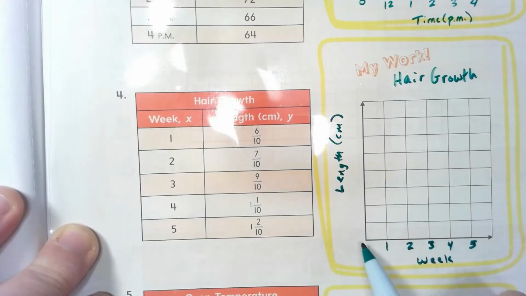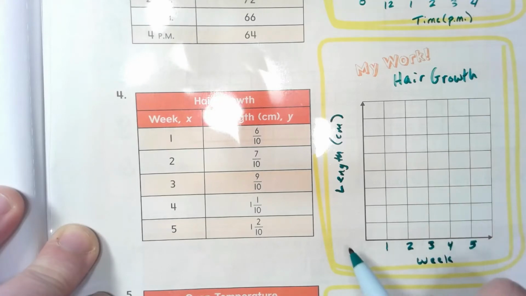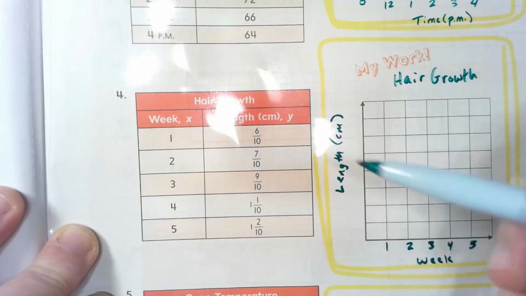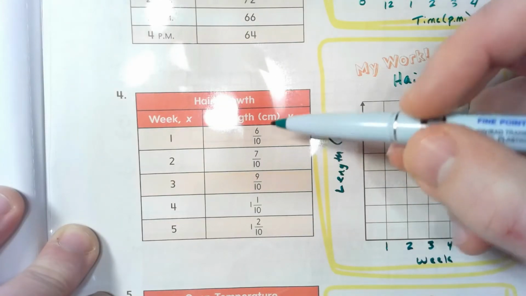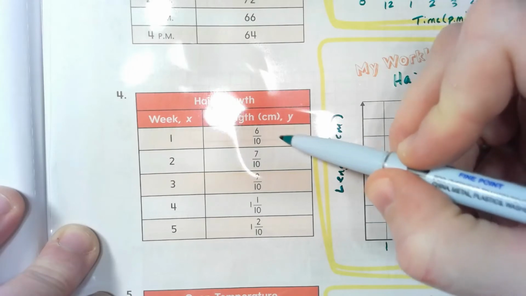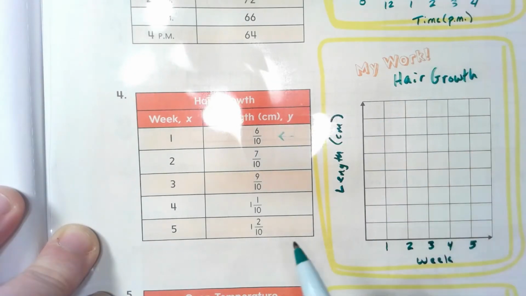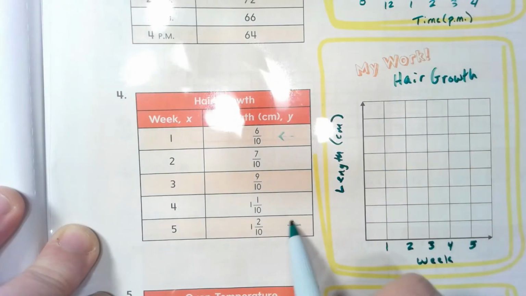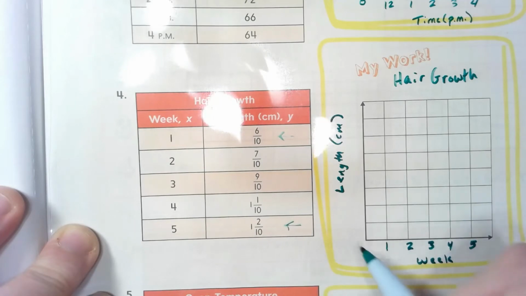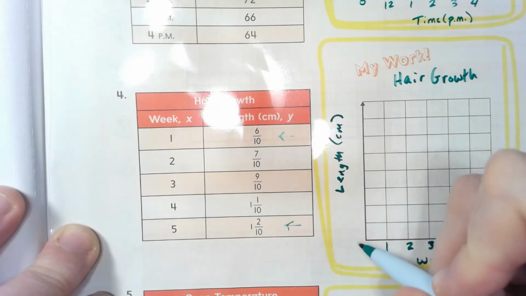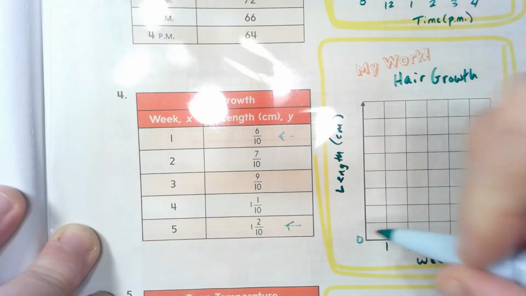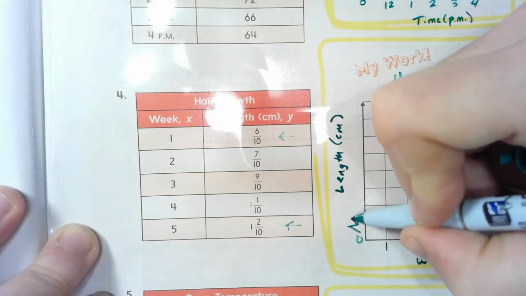Now, our length would not necessarily start at 0 because this is hair growth, and if you were starting at 0, you would assume that the person is completely bald. So in this case, it looks like our minimum is 0.6 of a centimeter, and the maximum is 1 2/10. So we can start at 0 here and then put a break in the graph.